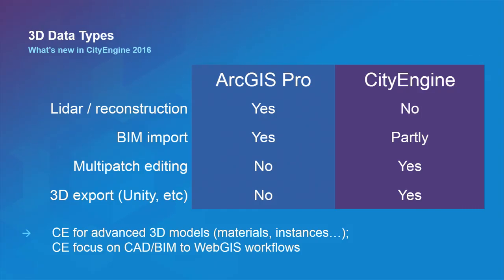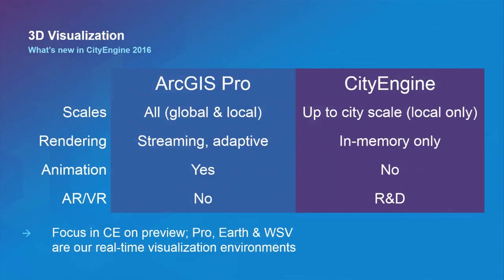And then 3D export. ArcGIS Pro does a little in terms of being able to push multi-patch out to Collada, but really CityEngine is king, especially when it comes to the high-end visualization formats, like if you want to get it out to Alembic and push it into a high-end renderer to create really gorgeous graphics. That's really where you do it, in CityEngine.